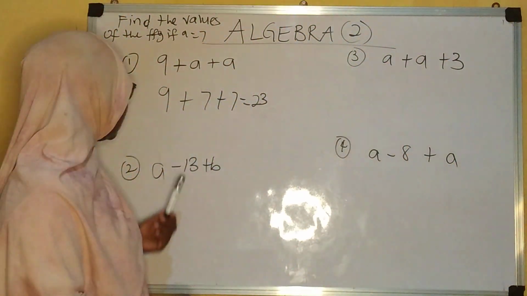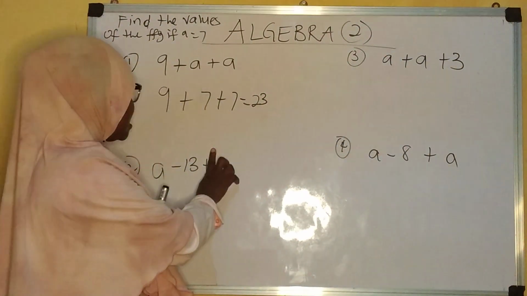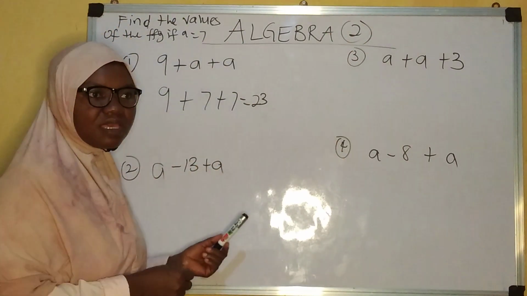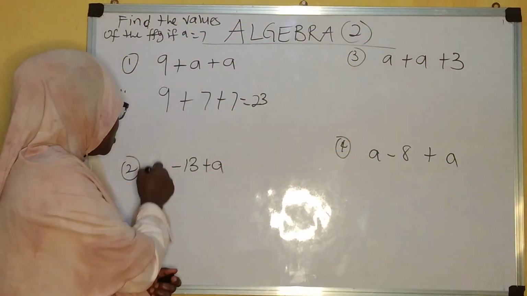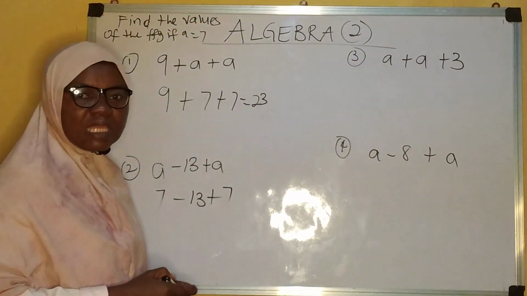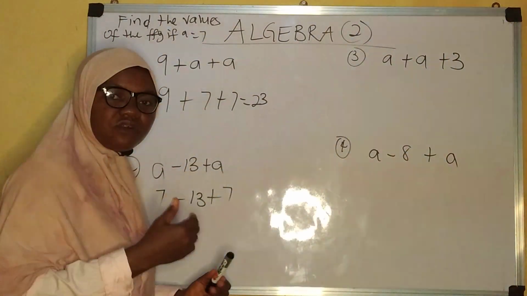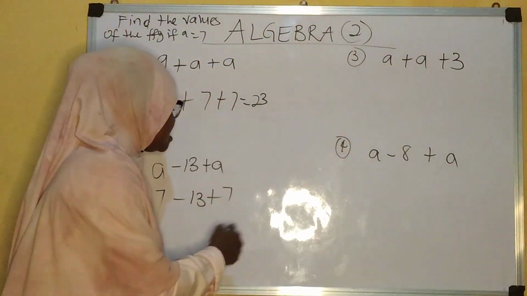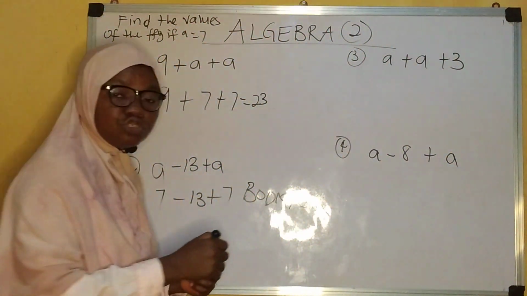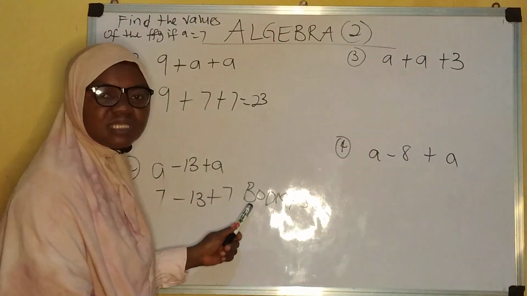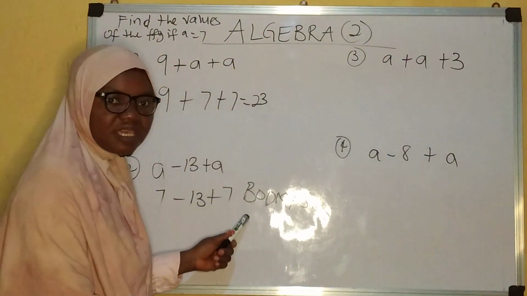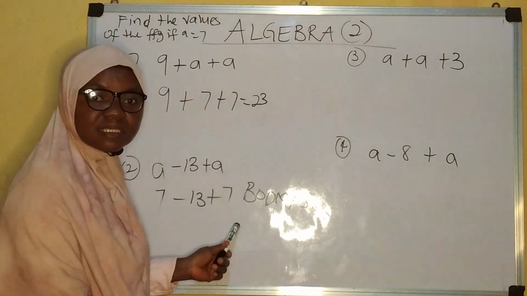Now the next question is this: a minus 13 plus a minus 13 plus a. So the value of a is 7 at the same time. So you put this to be 7 minus 13 plus 7. Now, because we have more than one operator in this one, we have to go back to the rule of BODMAS that states that when you have more than one operator in a mathematical question, you follow this rule. This B stands for brackets. In the question, do you have anything that seems to be a bracket? If yes, you solve the bracket first. But you don't have anything like that here.